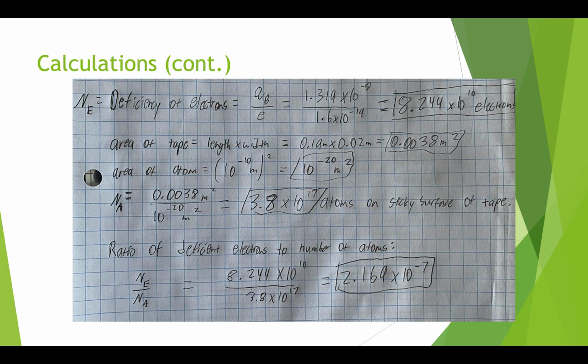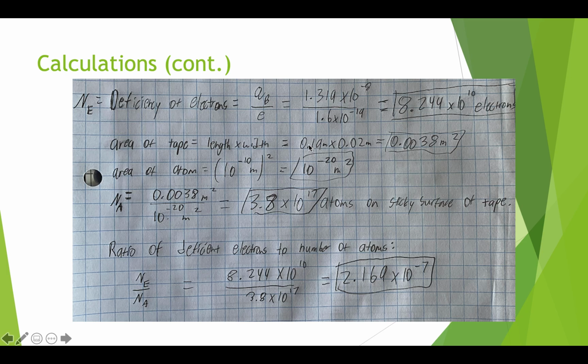Continuing on, we're able to find the actual number of deficient electrons by simply dividing that charge by this constant e, which is the charge of a proton, which is the charge that in theory the tape is gaining every time it loses an electron. So we are able to find that the tape is losing 8.244 times 10 to the 10th electrons.